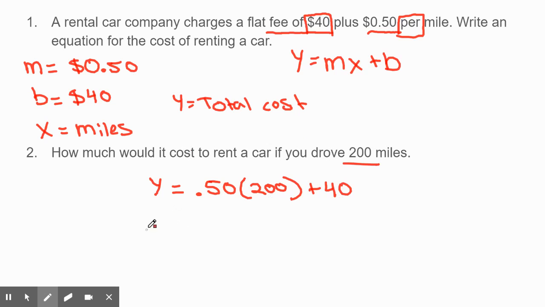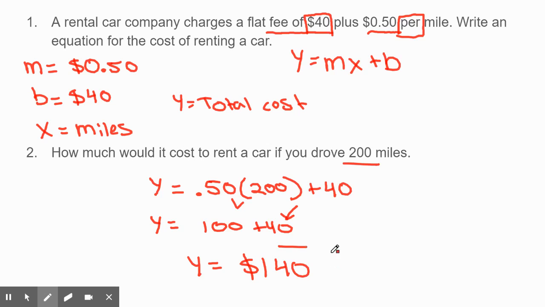Now we want to solve for y to get our total. We'll solve one piece at a time. 50 cents times 200 is 100. Bring down the plus 40. And 100 plus 40, y equals $140 to rent a car if you drive 200 miles.